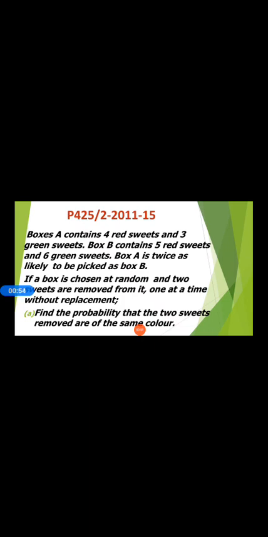Question: Box A contains 4 red sweets and 3 green sweets. Box B contains 5 red sweets and 6 green sweets. Box A is twice as likely to be picked as box B.